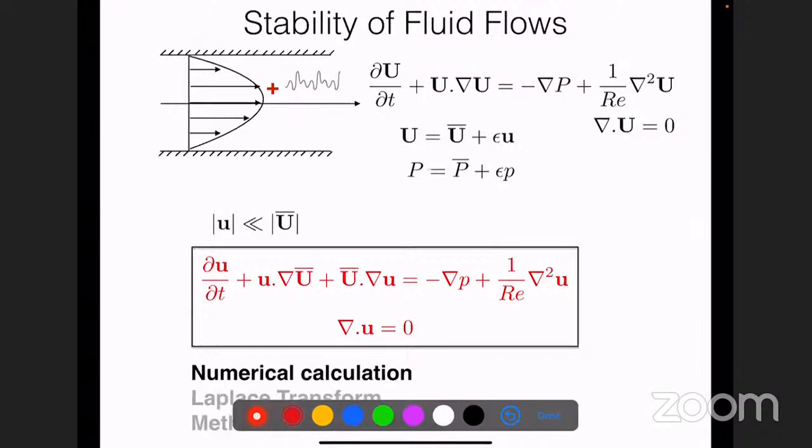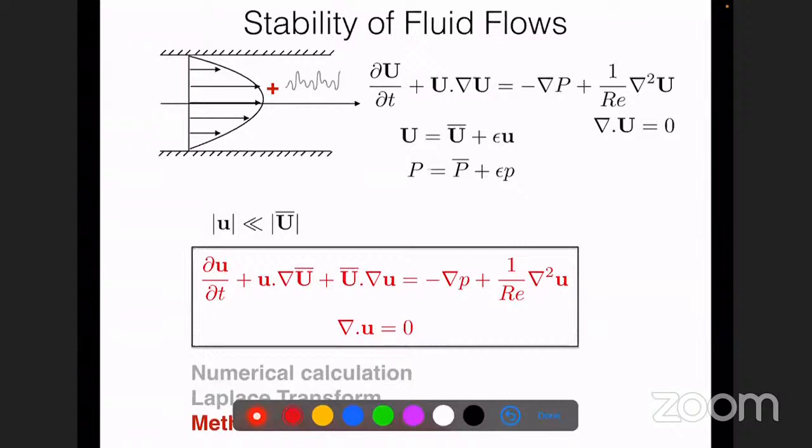Now you can solve this using numerical calculation, Laplace transform, or you can use the method of normal modes. Numerical calculation means that you can actually just go ahead and solve this numerically. Don't make any assumption whatsoever. The Laplace transform approach is where you solve it as an initial value problem in time. You give some initial condition. The other one is using the method of normal modes that we discussed. So we are going to just focus on that.